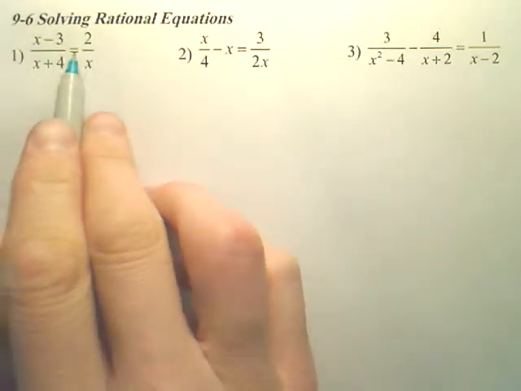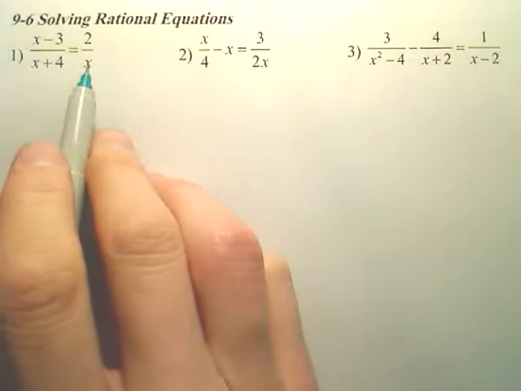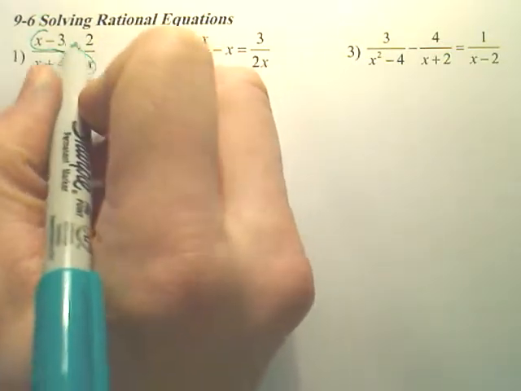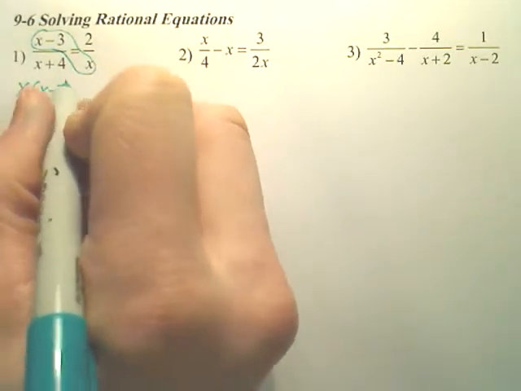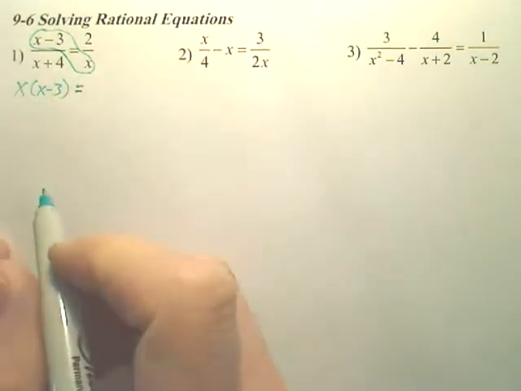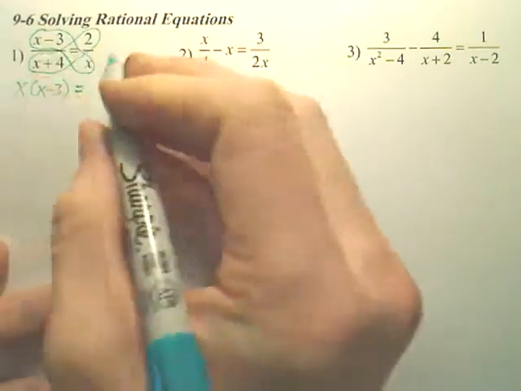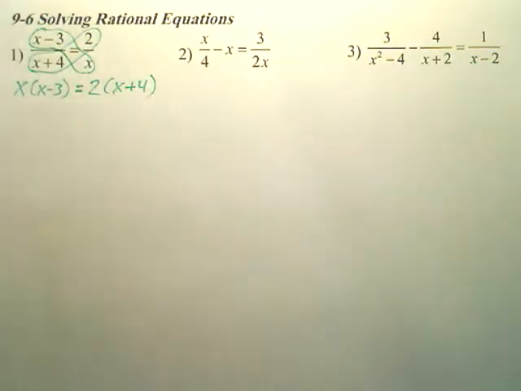Number one, if I want to solve this, whenever you have a fraction equal to a fraction, you do something called cross multiplying. And all you do is this. You multiply these two, and you get x times x minus 3 equals, you multiply these two, 2 times x plus 4. So basically you just cross and multiply, and then you got to solve what's left.